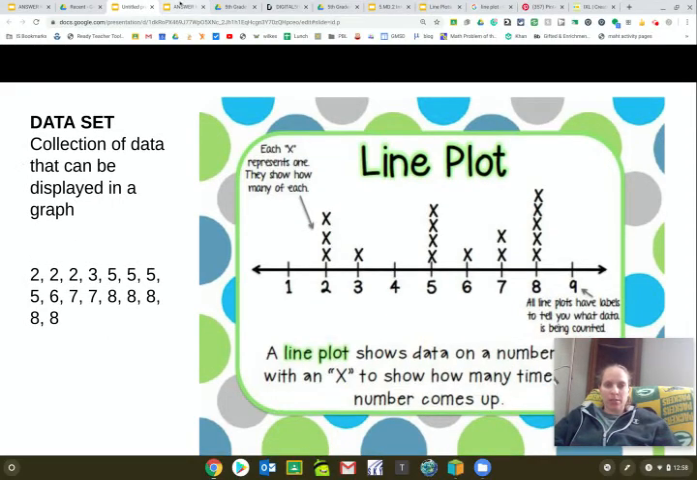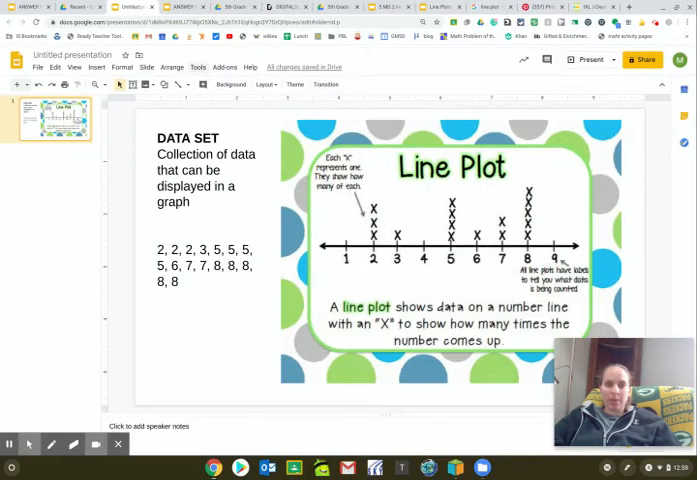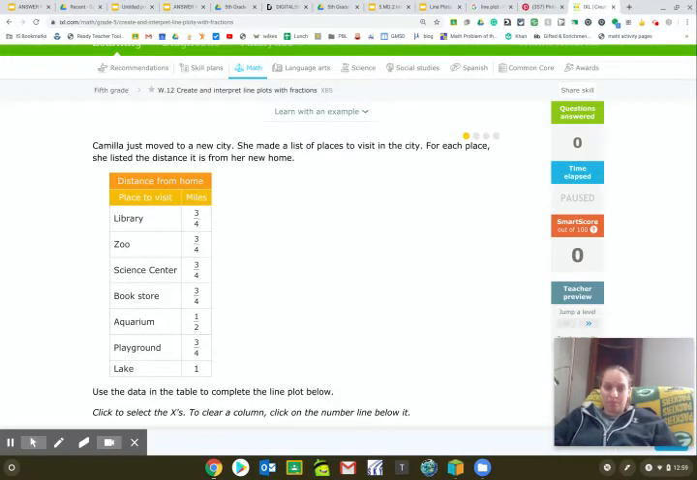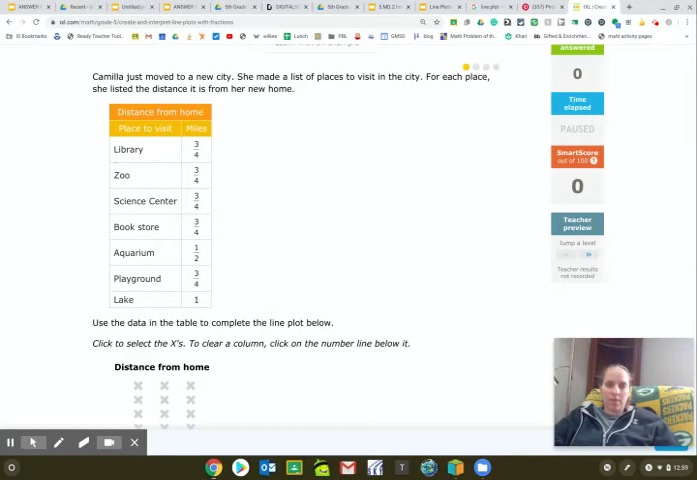So today we're going to just do some practice with plotting line plots. Later this week, we're going to be answering questions with line plots. So I'm going to use IXL for math to give us some examples to look at together. This first example says Camille just moved to a new city. She made a list of places to visit in the city. For each place, she listed the distance it is from her new home. You'll see here they have everything organized in a table. Use the data in the table to complete the line plot below.